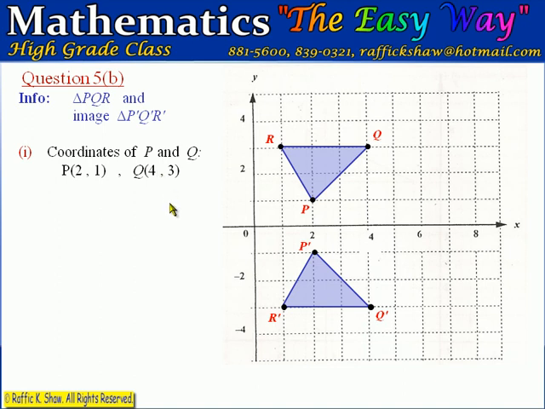Part 2 is asking us to describe the transformation which maps triangle PQR onto triangle P prime, Q prime, R prime. Now it looks like a reflection, but there are certain properties of reflection that we must check before we confirm that it is a reflection. It looks like a reflection in the x-axis, but let us first check the properties of reflection so we can confirm that it is indeed a reflection.